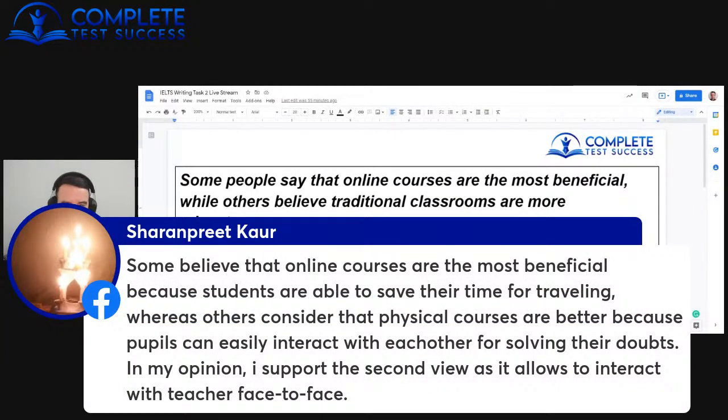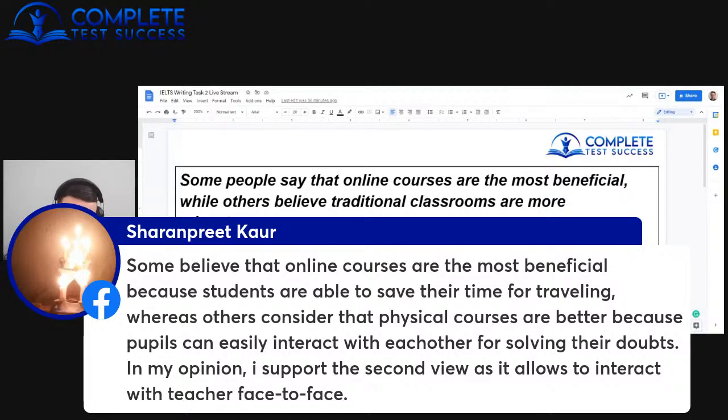Sharon Preet: Some believe that online courses are the most beneficial because students are able to save their time from traveling. Okay, good. Whereas others consider that physical courses are better because pupils can easily interact with each other for solving their doubts. Okay. I'm just making a note that they can easily interact. Good.